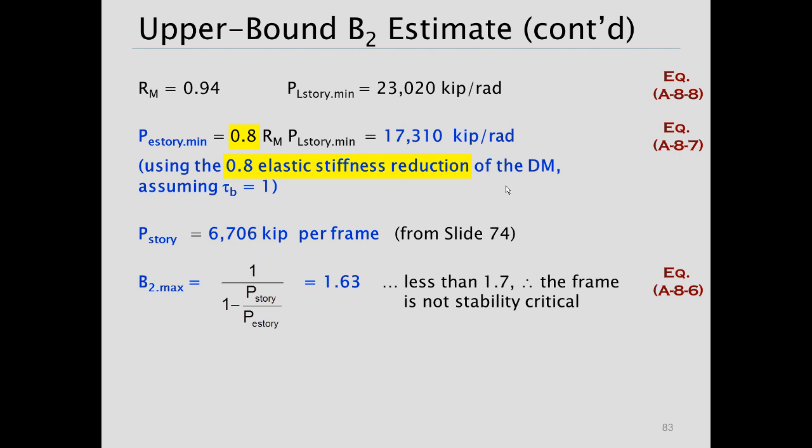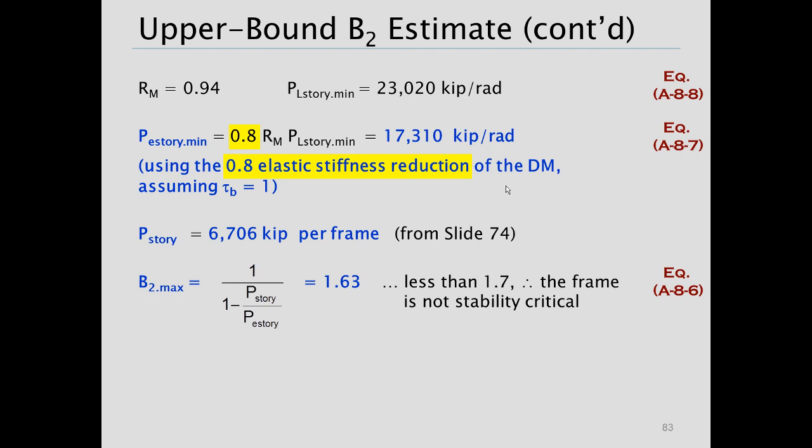Okay, so now we're ready to get an upper bound B2 estimate. I had indicated that we would design the moment frames by the direct analysis method. Now the R sub m was 0.94. Our PL story minimum that we just calculated is 23,020. So our PE story minimum, this is basically the only place that our elastic stiffness reduction that we've talked about for the direct analysis method is coming in. So we have 0.8 times R sub m times PL story minimum, which is 17,310.